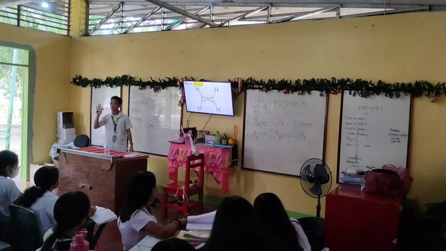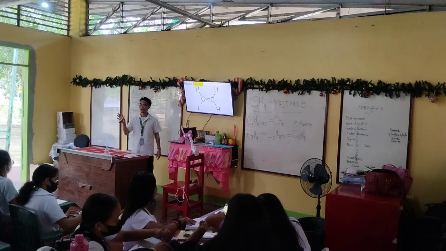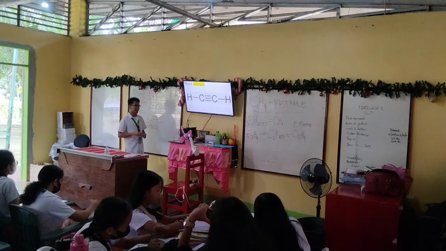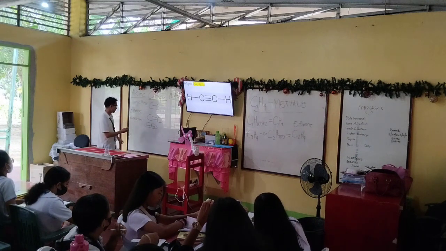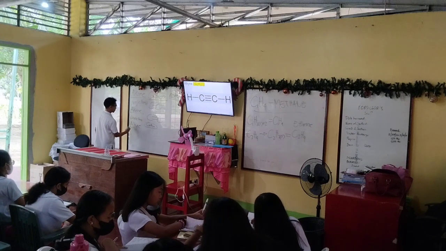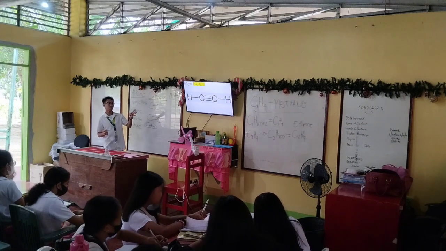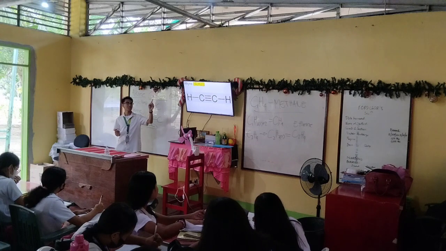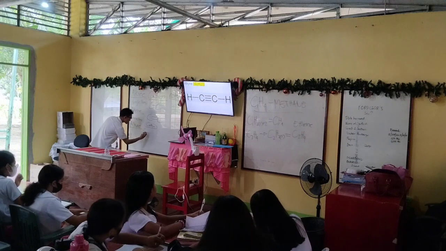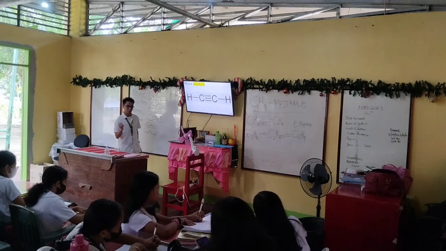Now, for the third hydrocarbon which we'll be discussing today, can you guess what the third is? Okay. So alkyne. Its general formula is CnH2n minus 2. CnH2n minus 2. So I'll give you an example of an alkyne.